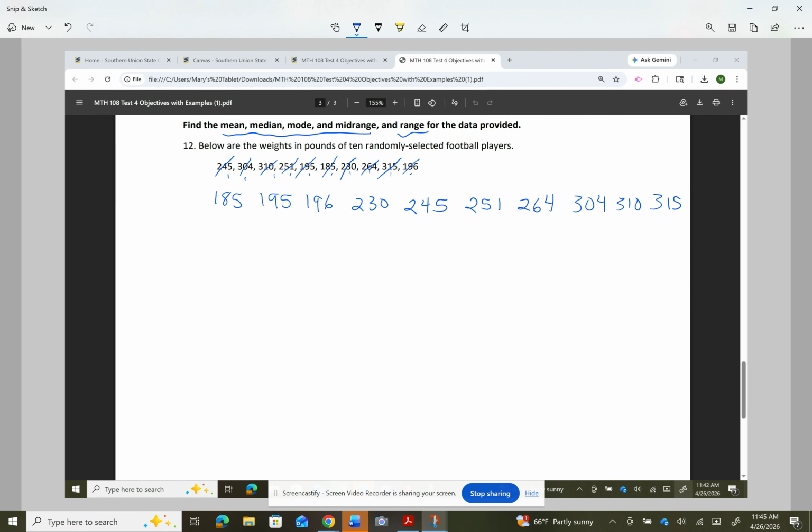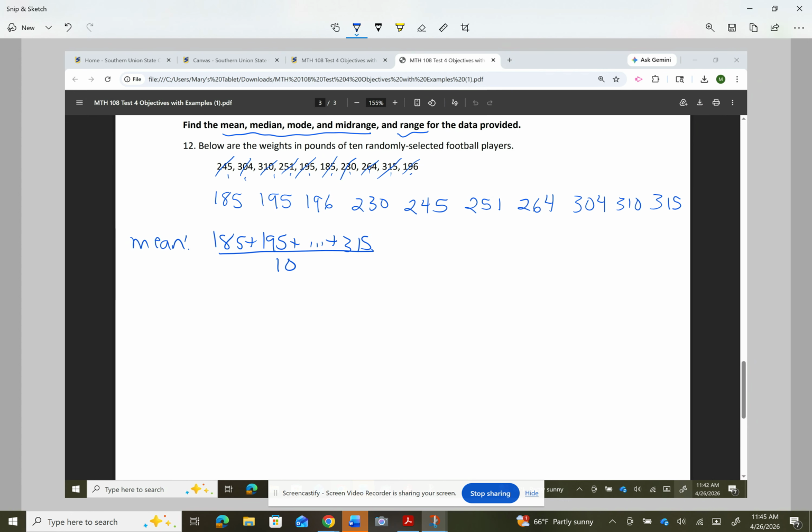All right, mean is when you add them all up and then divide by how many you have. So I'm going to take the 185 plus the 195 plus all the rest of those all the way through 315. And then there were 10 items, so I'm going to take that total and divide by 10. I'm adding up 185, 195, 196, just going through adding all those numbers. Make sure you're looking at what you typed in. Make sure you don't make any typos.